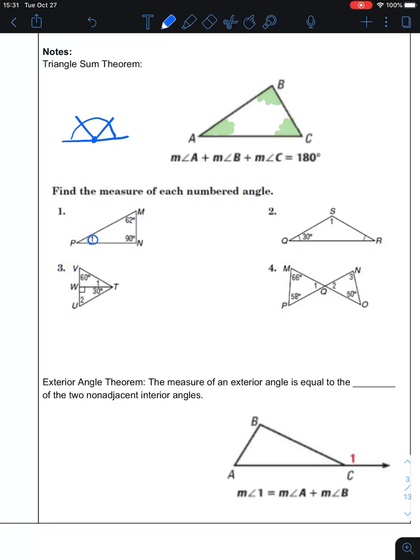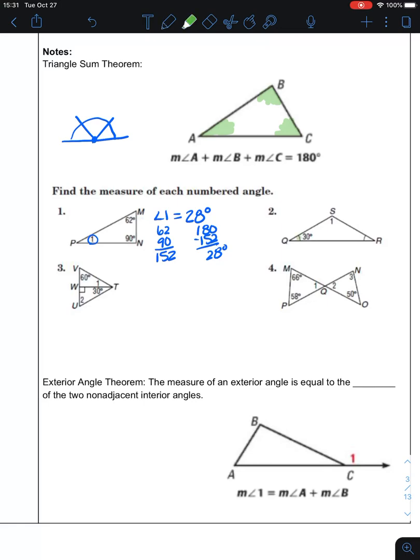So if I want to find angle 1, here's your missing angle right here. We have a 62-degree angle and a 90-degree angle. And if you add those two together and subtract that from 180 degrees, then you get that angle 1 is equal to 28 degrees. So I added 62 and 90, 152, and then I subtracted 152 from 180 and ended up with 28 degrees. Angle 1.